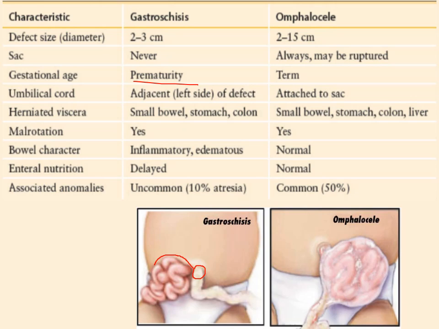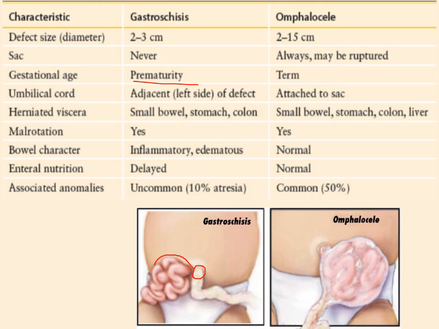Omphalocele normally occurs at the umbilicus itself. So it occurs through the umbilicus, not at the side. It is always covered by a sac. Usually, the sac contains peritoneum, Wharton's jelly, and an amniotic membrane. So, amniotic membrane, Wharton's jelly, and then peritoneum cover the entire small intestine. That forms the omphalocele sac.